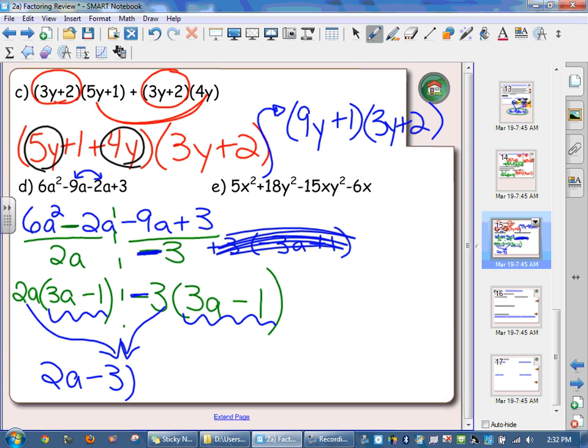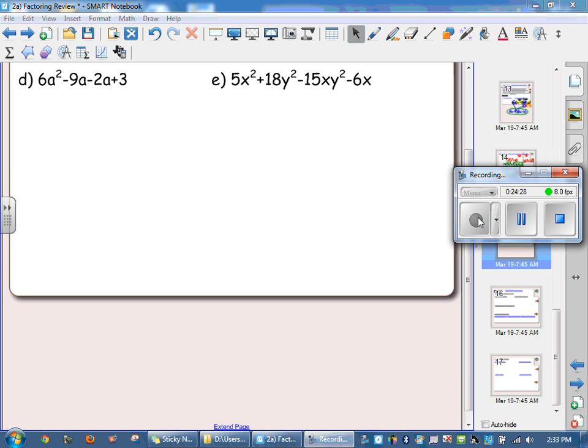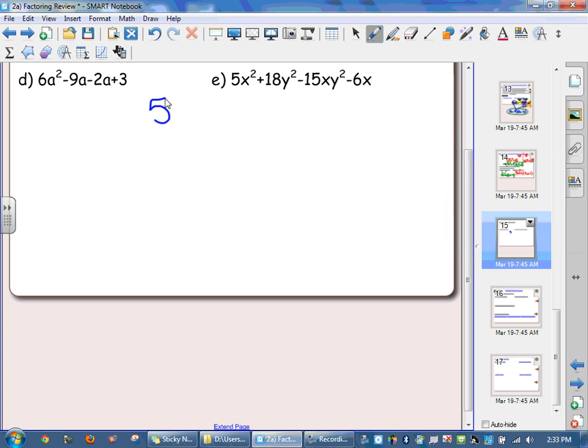Let's take a look at E. Again, E is written a little bit differently, so we're going to have to flip-flop things. We're going to switch the 18 and the 15 around, since 6 and 18 have more in common. On E, I'm going to rewrite it: 5x squared minus 15xy squared plus 18y squared minus 6x. Again, all I did was switch those guys' places.